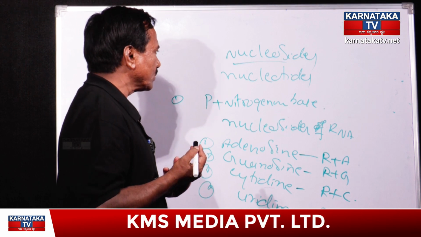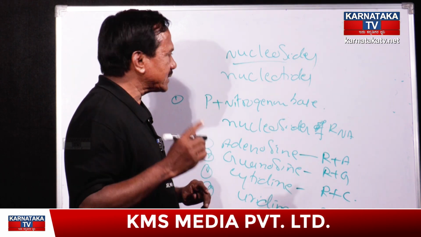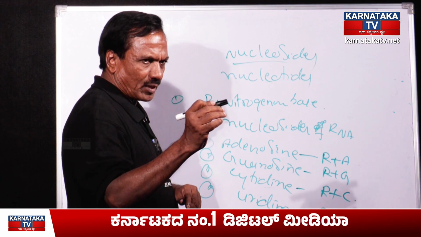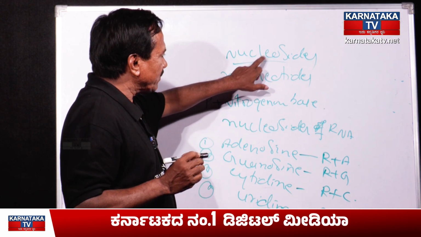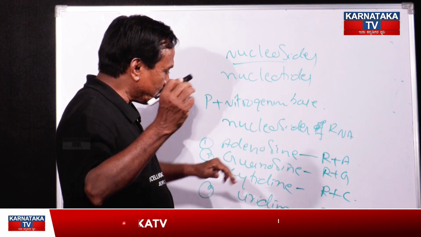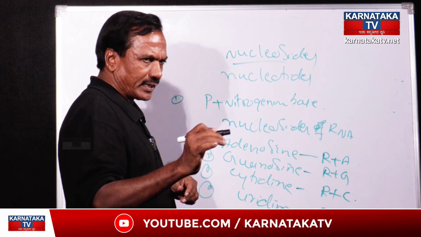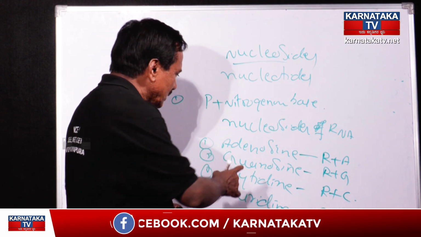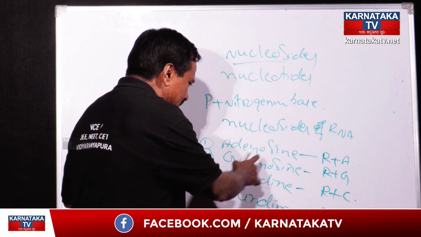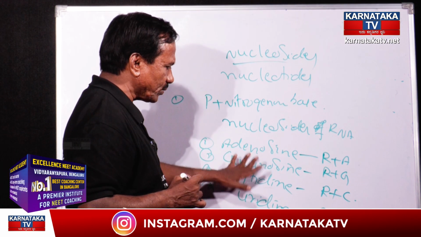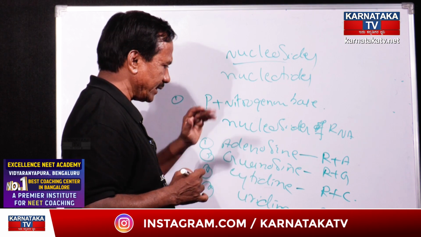So, if the question is asked for 2 marks, what is a nucleoside, give an example, you have to write the definition and one example. Sometimes the question will be asked, mention the nucleosides of RNA. Then you have to answer like this: adenosine, guanosine, cytidine and uridine. These are the 4 nucleosides present in RNA.